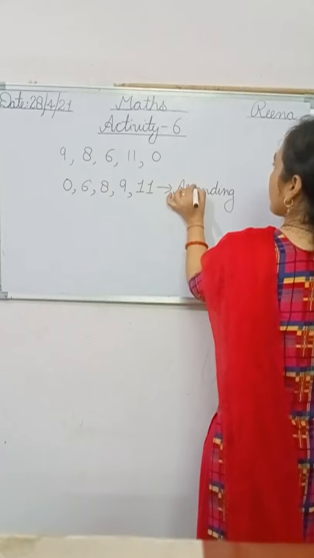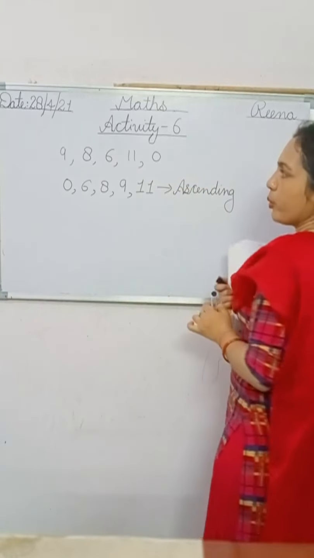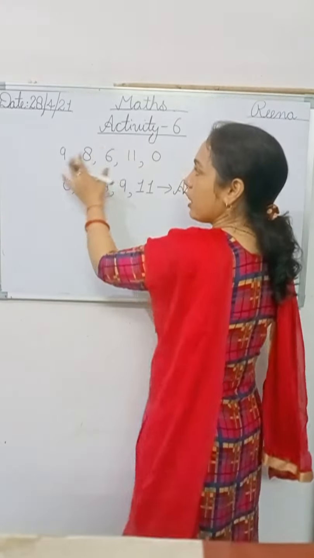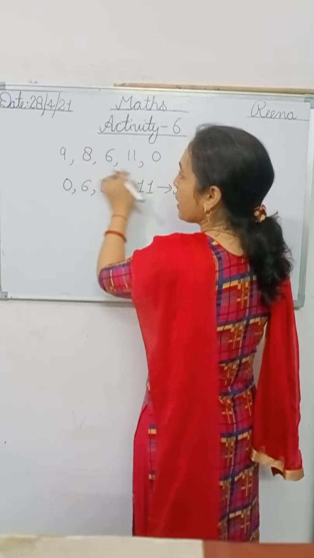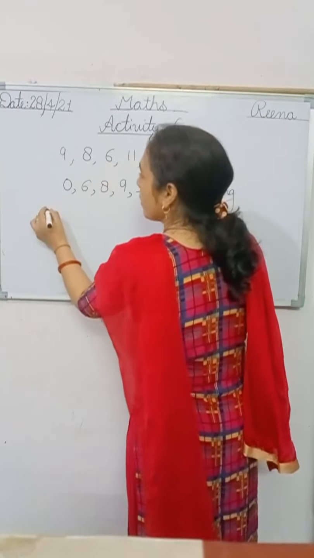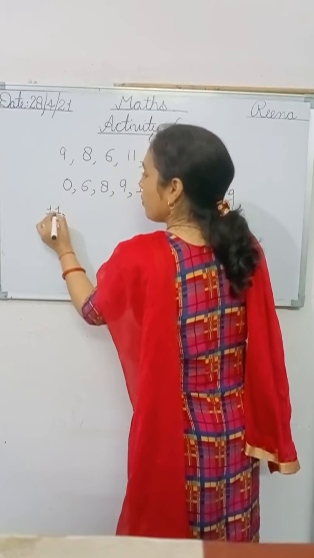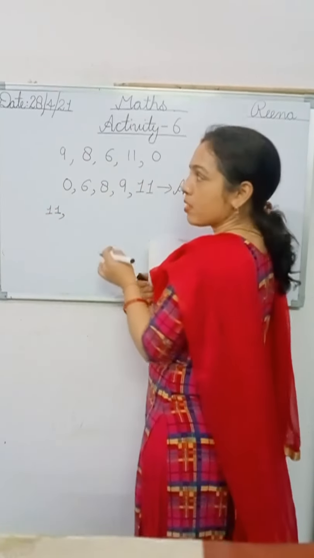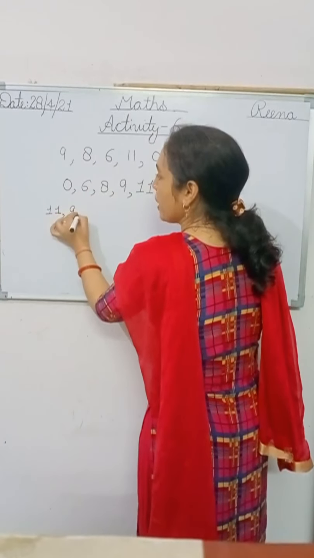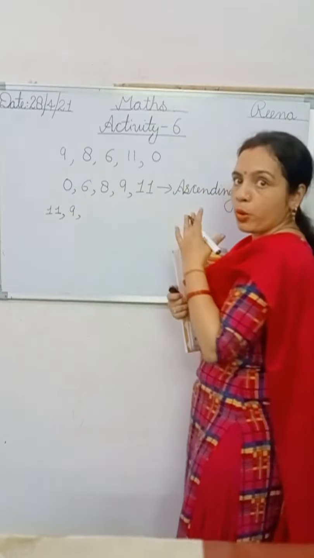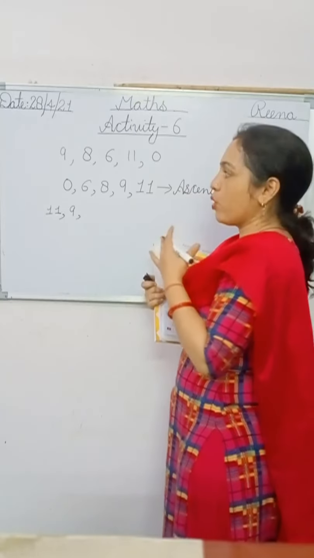This is ascending order. Okay, when we arrange our numbers in greatest to smallest form like this, which number is greater? 11. Then before 11, which number comes? 10 is not here, 9. That means you arrange your numbers in backward form. Okay, greatest to smallest form.